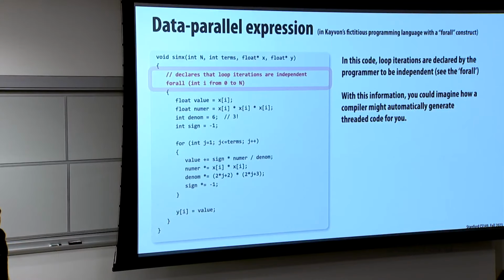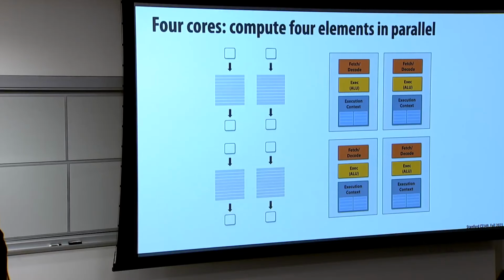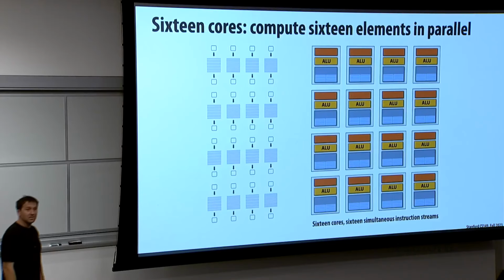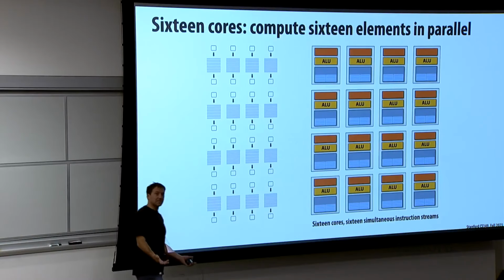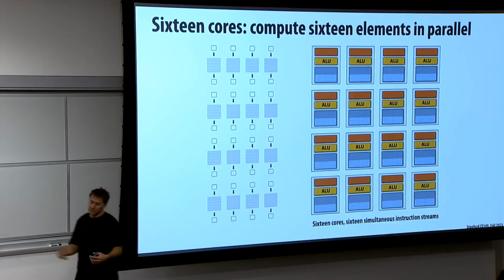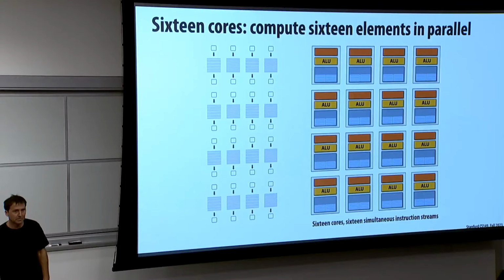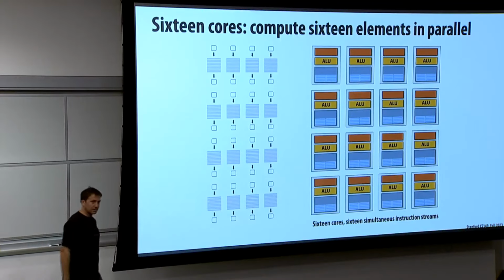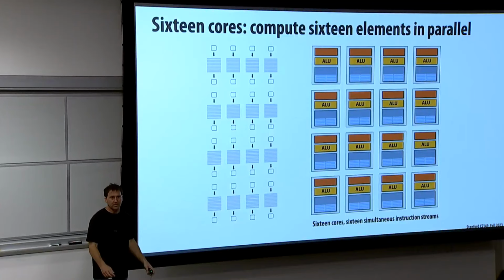Because if I start writing code like this, if I happen to run on a 4-core machine, under the hood, that runtime can spawn 4 threads. Or if I'm running on a 16-core machine, it can spawn 16 threads. I don't need to know as a programmer. All I'm doing is saying, trust me, these iterations are independent. Create as many instruction streams as you feel appropriate on the computer that you're running on.